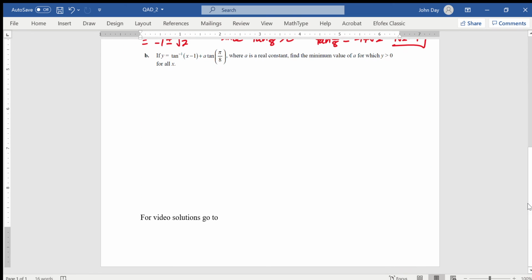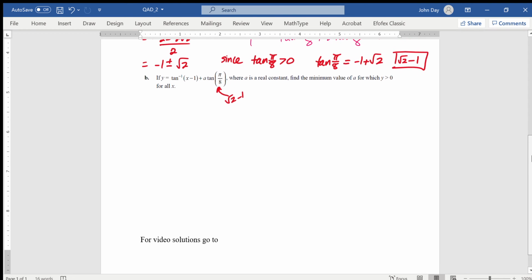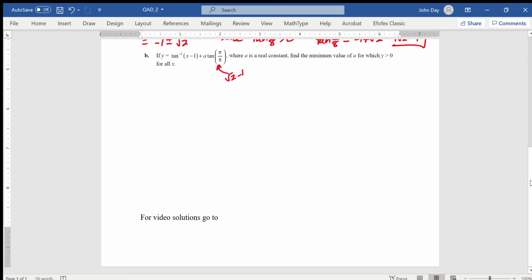Okay, talking about an inverse tan plus a tan pi on 8. So they've just told us that this tan pi on 8 bit is root 2 minus 1. Now, we know just normally from minus pi on 2, there's an asymptote, to pi on 2, there's an asymptote. That's normally what our picture of y equals inverse tan of x is.